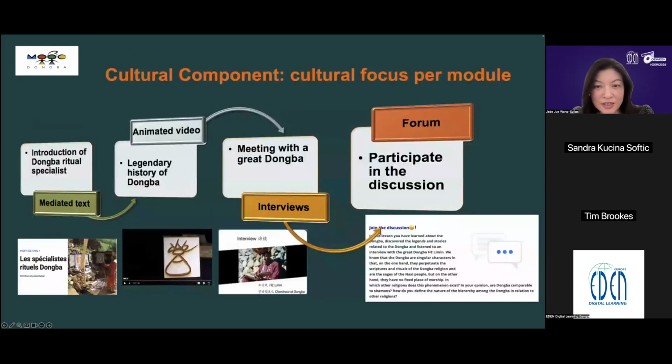And the culture section allows participants to explore specific cultural elements, for example, this one about the Dongba priest. And there are 2 parts of activities. One is input, that is they watch a short presentation, legendary history, animation, and an interview with Master Dongba here. And output, that is they will join discussion with proposed topics here and compare Dongba priests with other religions.